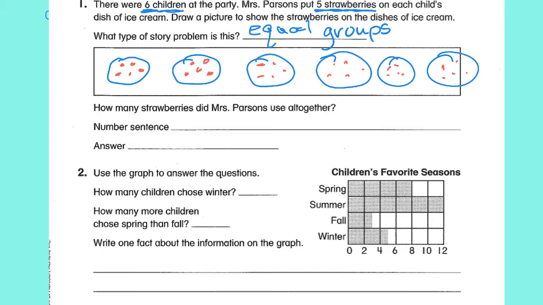All right, so how many strawberries did Mrs. Parsons use all together? So let's think of a number sentence we can use to solve this problem. So we might want to start off with our groups. So how many groups do we have? Get ready. Yes, we have 6 groups of. Do you remember groups of means times? Times groups, 6 groups of 5 strawberries.